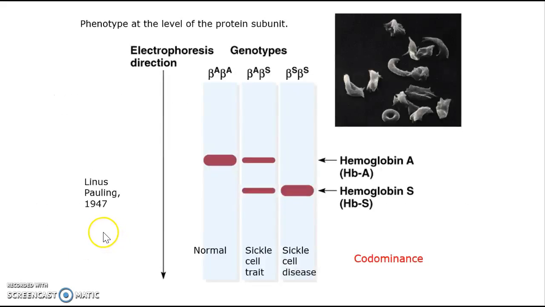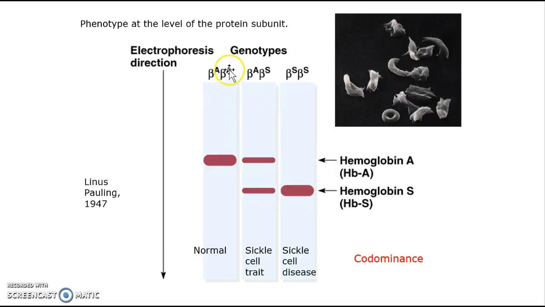So let's take a look at the phenotype at the level of the protein. First I'm going to point out this is a different way to write the genotype. You can write the genotype of a normal person who does not have sickle cell disease as beta A, or you could also write A, and you'll see different traditions expressing that same genotype. But this is a normal individual.